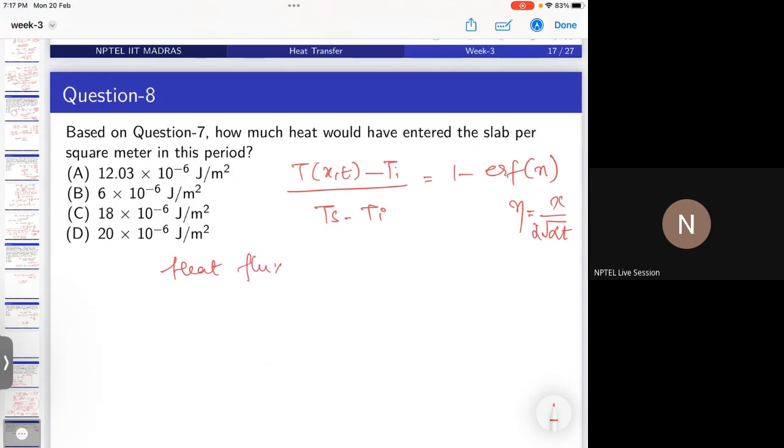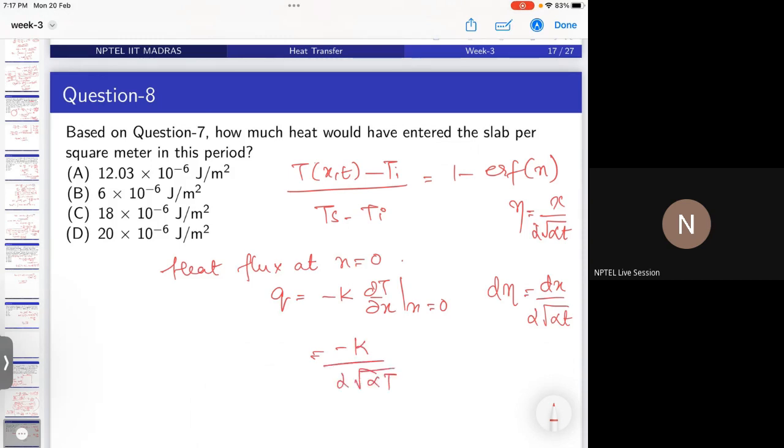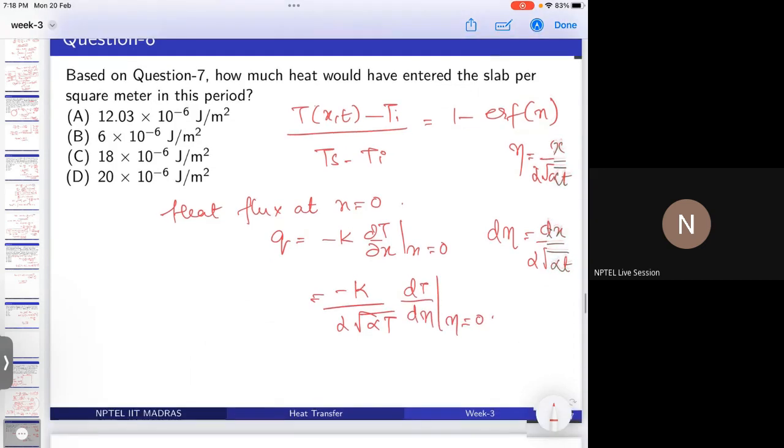So the heat flux at x is equal to 0 is q is equal to minus k dT by dx at x is equal to 0. Because we are writing everything in terms of eta, we are replacing x with eta, that is d eta is equal to dx divided by 2 root alpha t. So if you write this, you will get minus k by 2 root alpha t dT by d eta at eta is equal to 0, at any time instant.